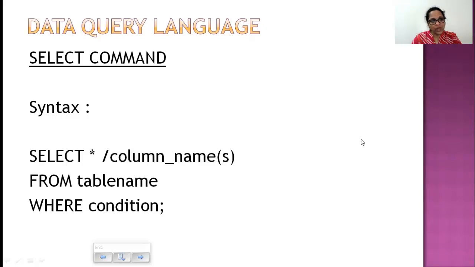Now, the where condition that you see is optional. What does that mean? Every select command will not necessarily have a where keyword. Only if you're looking for specific records in the table, you will write a where. Otherwise, there is no need to write a where. Now, what does all this mean? It'll be more clear when we actually take some examples. Is that clear? Okay, so let's go ahead.